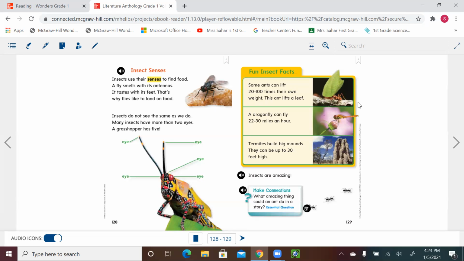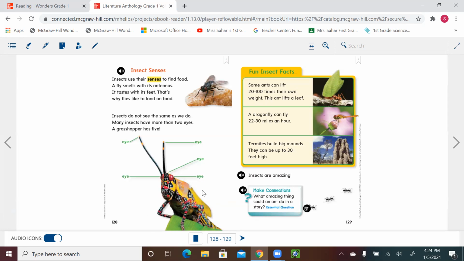Also, we have termites. Termites build big mounds. They can be up to 30 feet high. All right, so that's why it says it's amazing. These insects have different features, different body parts, and also different abilities that we did not learn about. So a fun fact is something that gives you more information about insects. Let's see, make connections. Make connections. What amazing thing could an ant do in a story?